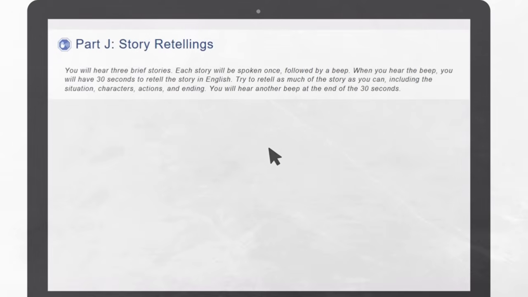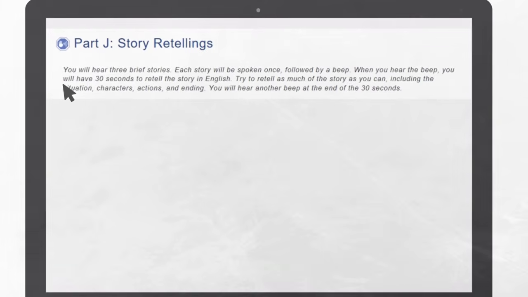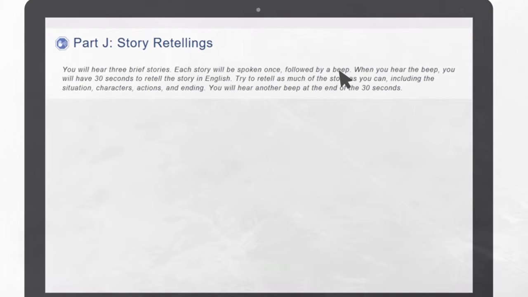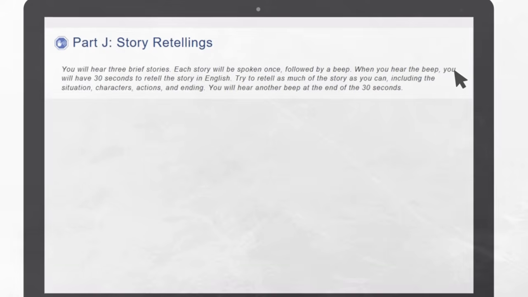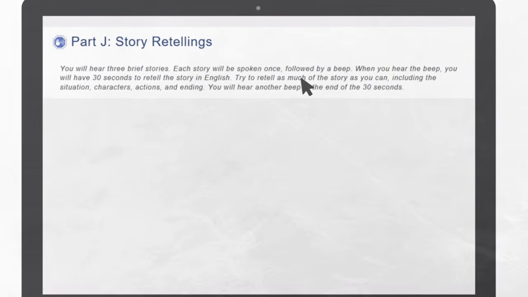Story retellings. In Part J, you will listen to a brief story and then will be asked to describe what happened in your own words. Your response should include details about the situation, characters, actions, and ending. 3 different stories will be presented in this section, and you will have 30 seconds to retell each story.